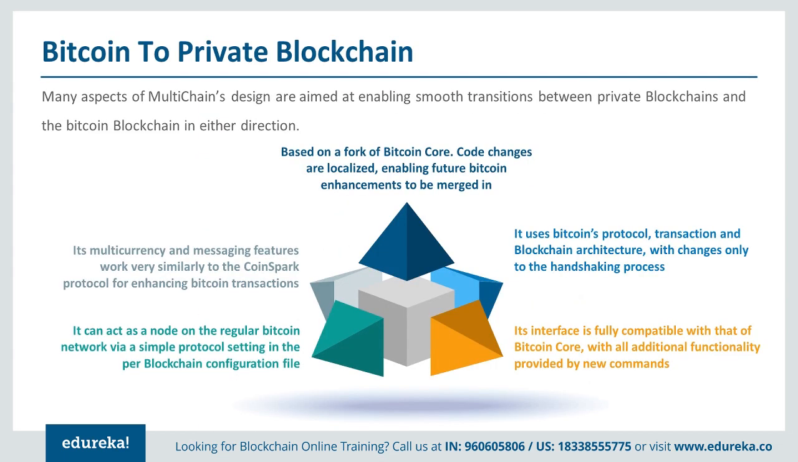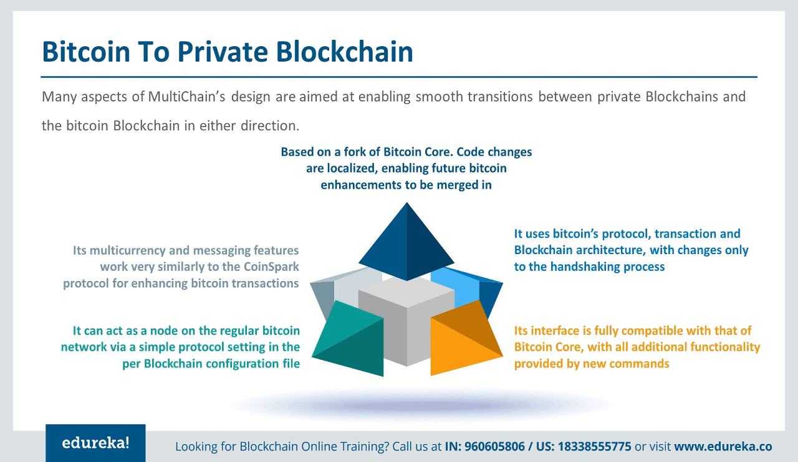So, Bitcoin to private blockchain. It is a fork of Bitcoin. Many aspects of MultiChain design are aimed at enabling smooth transition between private blockchains and Bitcoin blockchains in either direction. Its multi-currency and messaging features work very similar to the CoinSpark protocol for enhancing Bitcoin transactions. It can act as a node of a regular Bitcoin network. Because it is backward compatible, it is a soft fork, so it is compatible with the Bitcoin Core network. It uses Bitcoin protocol, transaction, and blockchain architecture, which change only in the handshaking process.